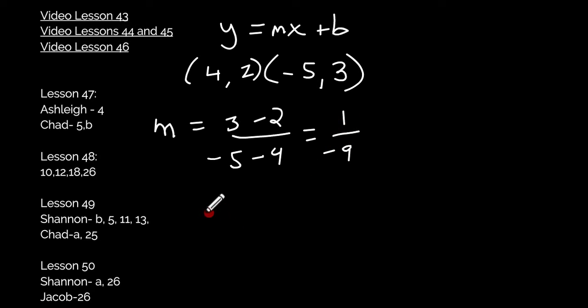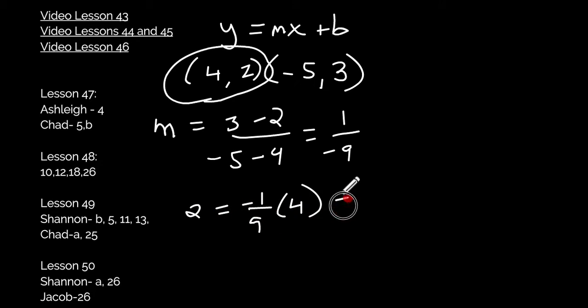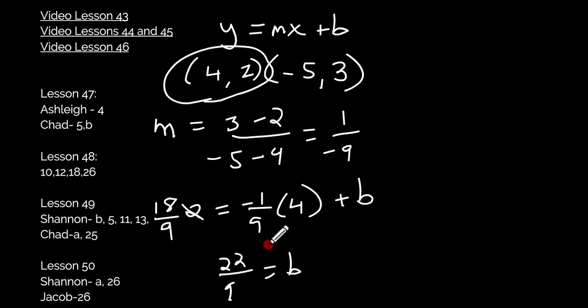Okay, so now we need to find the b. So we pick any point. I tend to pick the positive one. So we get 2 equals negative 1/9 times 4 plus b. And so we're in ninths. So I'm just going to make this into 18/9. I like to do that. So it's going to be negative 4/9, and we're going to add it to that. So it's going to be 22/9 equals b.